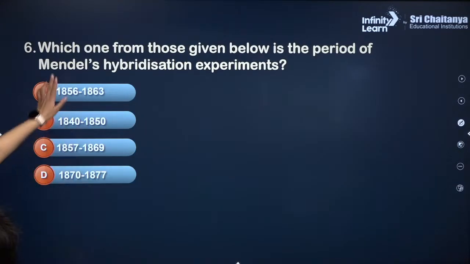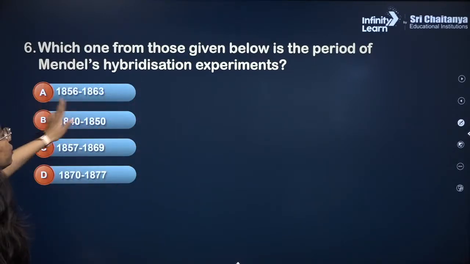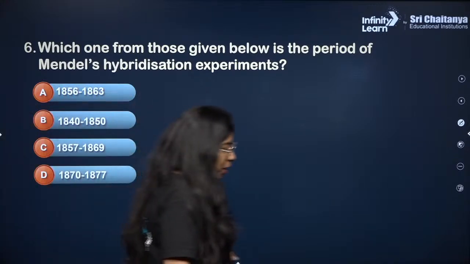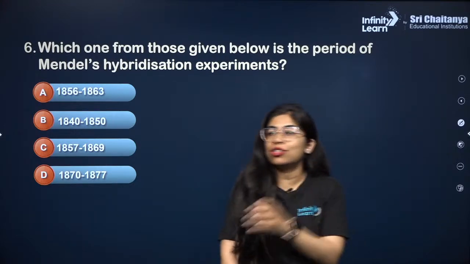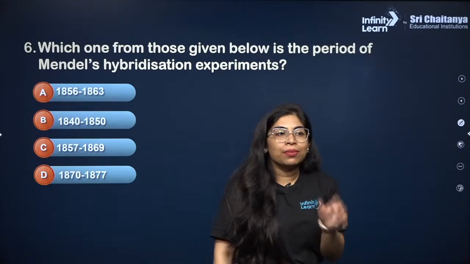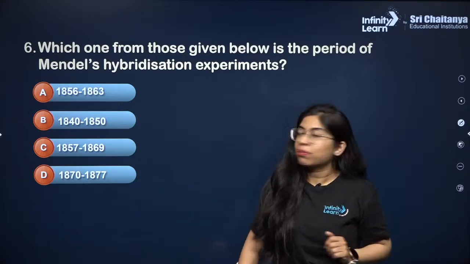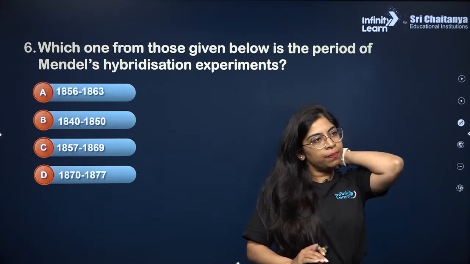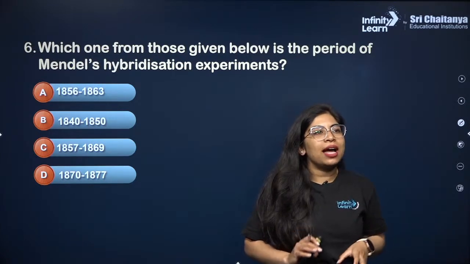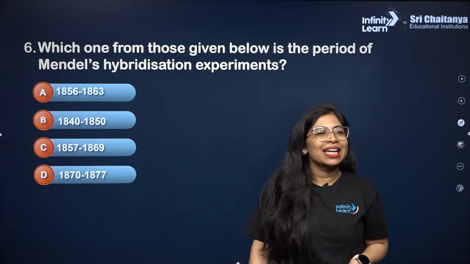Question number 6. Which one from those given below is the period of Mendel's hybridization experiment? Now, I have heard this story that Mendel did his experiments for a span of 7 years. But what is that time period? Can anyone come up with an answer here? I'm just making you realize that, yes, it is important to know the years sometimes.